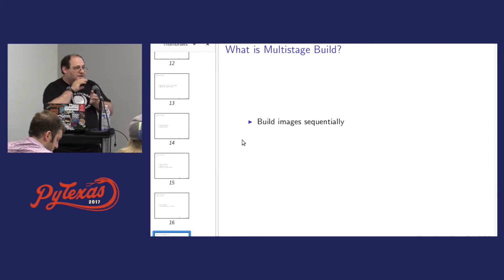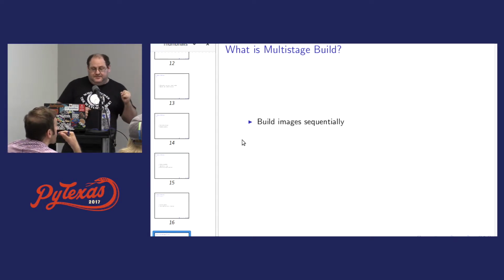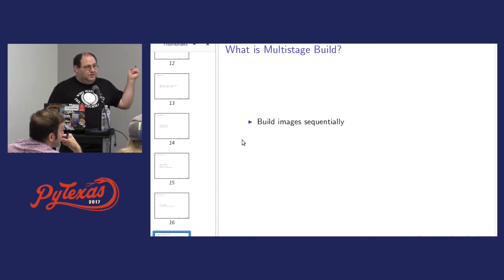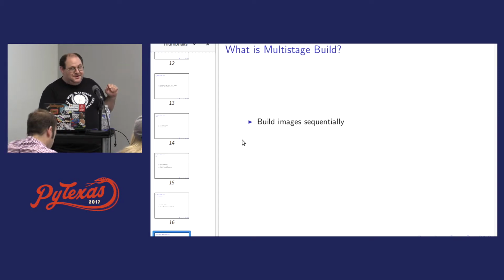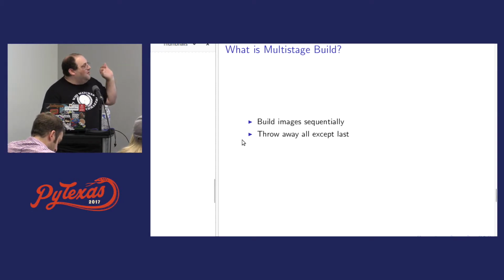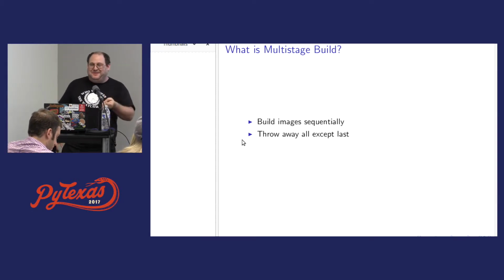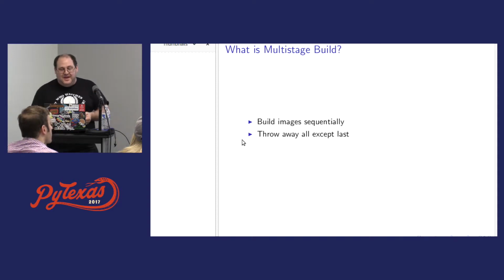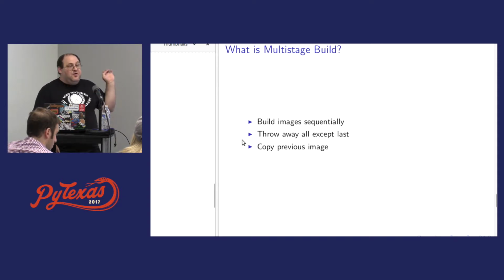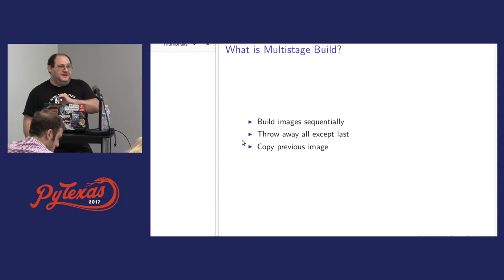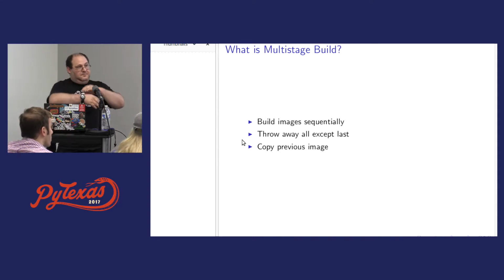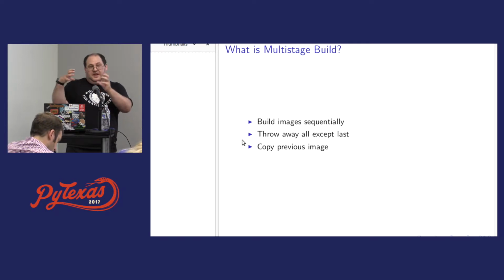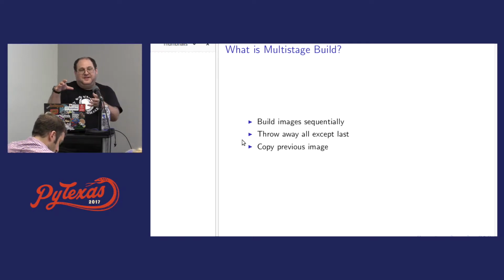Then the next way to correctly build Docker images is to use multistage builds. What are multistage builds? Well, you build images sequentially, but you throw away all the images except the last. That sounds pretty stupid. Why build everything? Because you can copy things from the previous image, right? So you can build an image that's going to be thrown away by the end. But until it's thrown away, it has a lot of potential artifacts in it, and you can copy them to the next image.